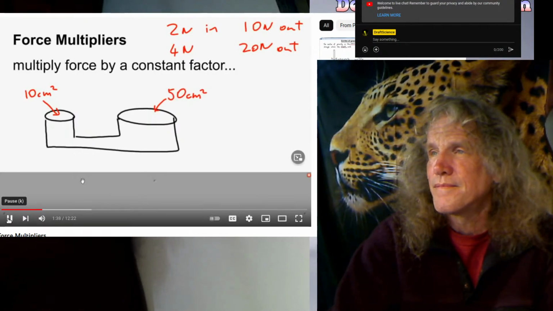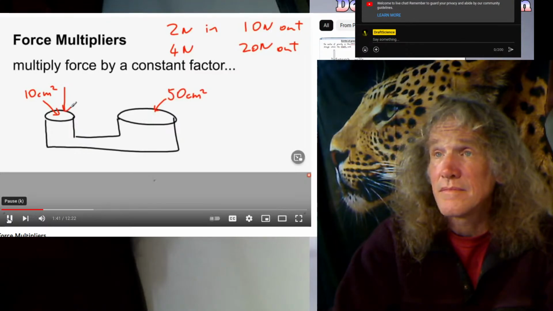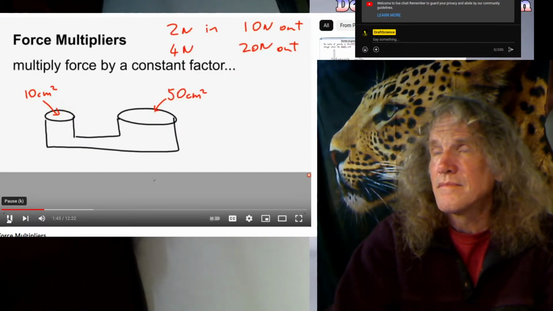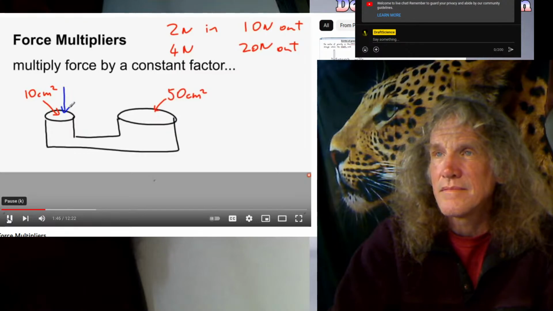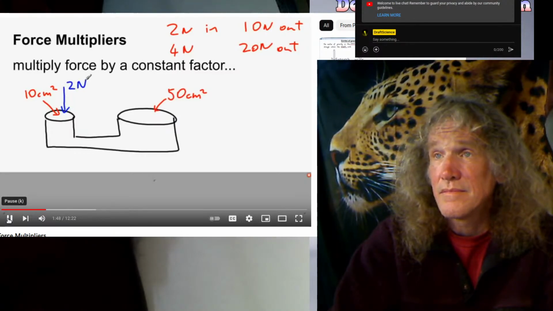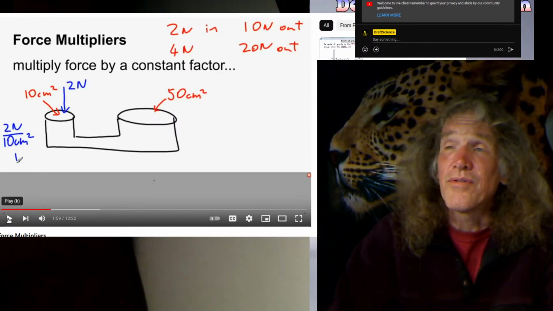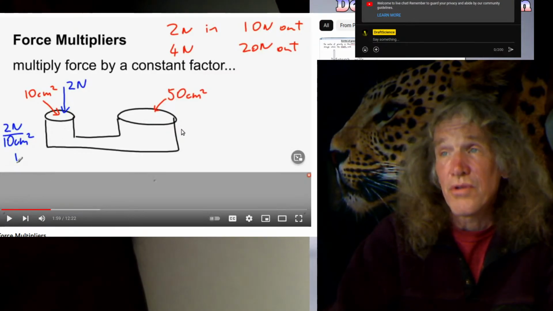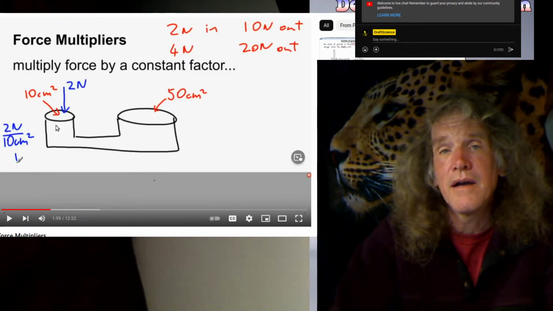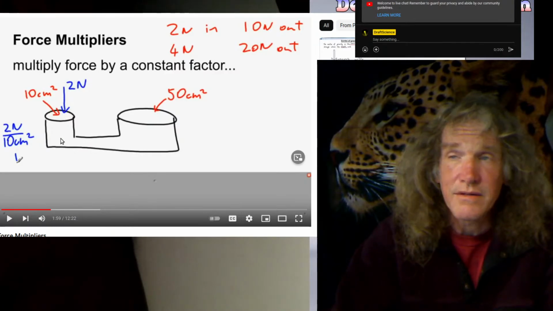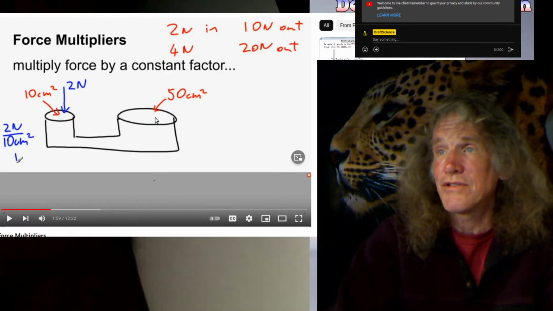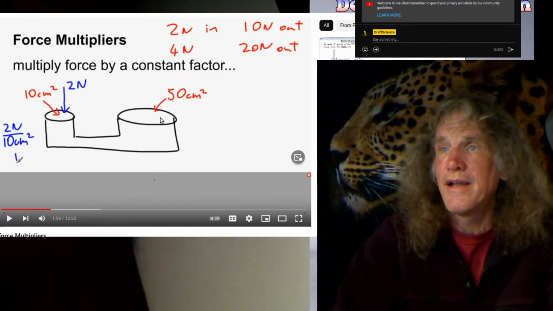So if I put in, let's use a different colour. If I press down on this piston here, the small piston, with 2 newtons, okay, you'll have learned that you can work out the pressure that exerts, which is force over area. So 2 newtons over 10 centimeters squared. So the irony is this is the energy destroying by kinetic energy theory way of doing it.